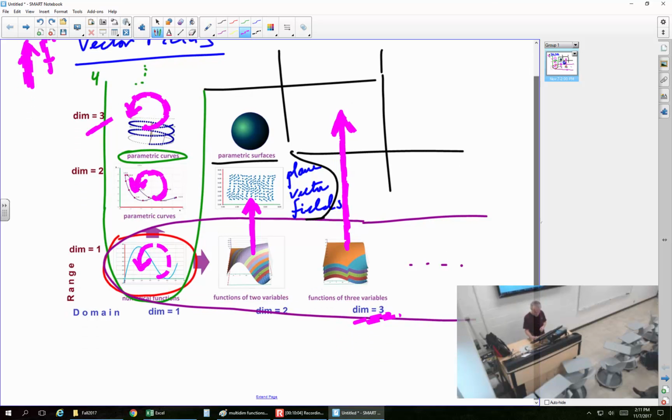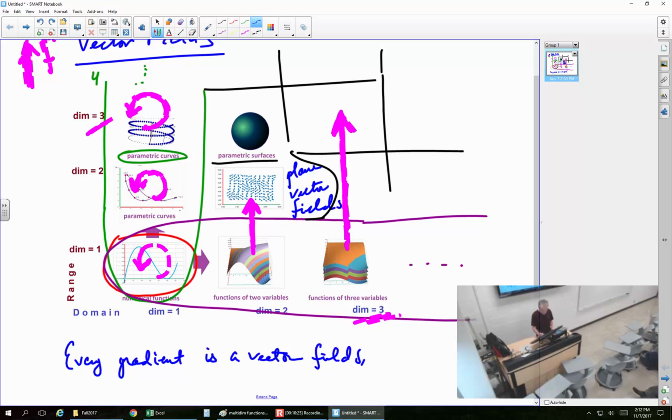One thing to remember, this picture is an arrow. These arrows are read only one way, and therefore I want to put it in words. Every gradient is a vector field. Well, by nature they're vector fields, but not every vector field is a gradient. That is an important distinction.